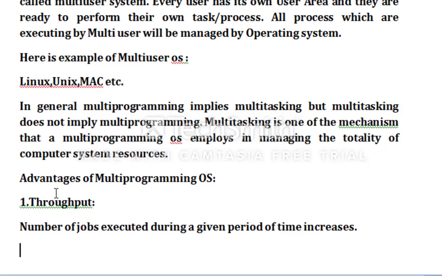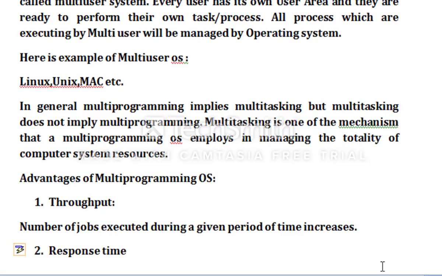The number of tasks or processes executed during a given period of time is called throughput. So if we want to increase the throughput, we have to execute more jobs during a given period of time. If that increases, throughput directly increases. So throughput is proportional to the concurrent execution of the number of jobs. If we increase the number of jobs, throughput will also increase, right? So through multi-programming, there is better throughput as compared to batch or serial.